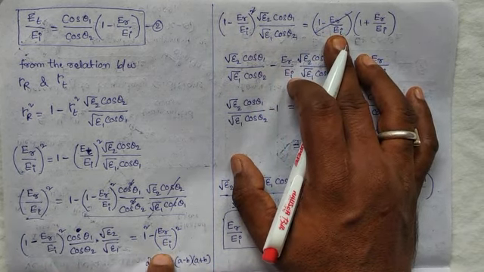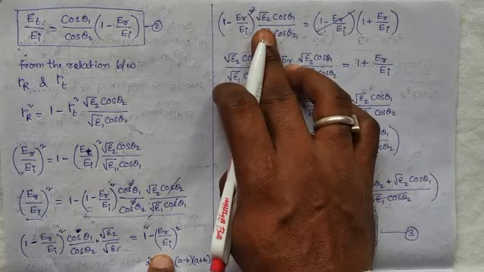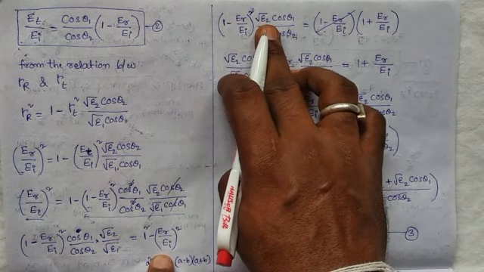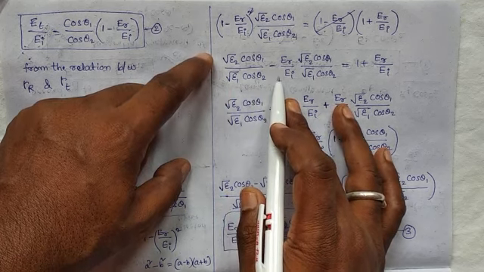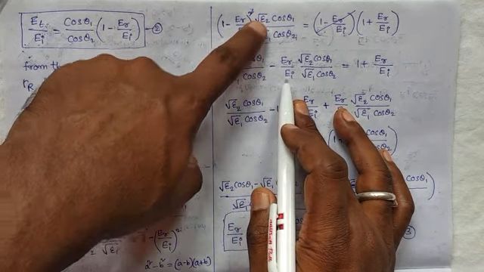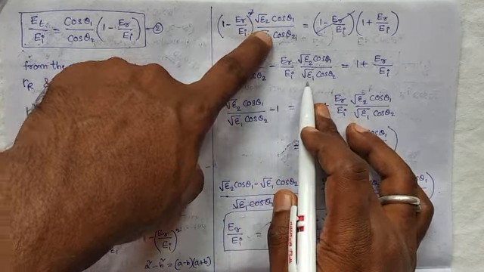On both sides 1 minus ER by EI gets cancelled. One term cancels here. Here 1 minus ER by EI into root epsilon 2 cos theta 1 by root epsilon 1 cos theta 2 is equal to 1 plus ER by EI. Here we are multiplying this term with these two terms: root epsilon 2 cos theta 1 by root epsilon 1 cos theta 2 minus ER by EI into root epsilon 2 cos theta 1 by root epsilon 1 cos theta 2 is equal to 1 plus ER by EI.